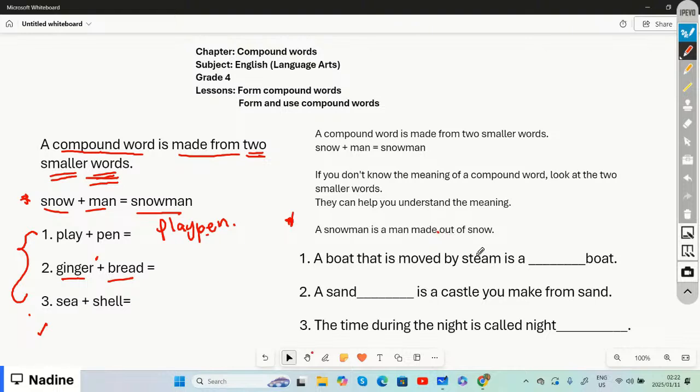So now we're going to look at the sentence, right? And then the wording within that sentence will tell you what the word is that we need to fill in in order to complete the sentence. And if we look at an example, right, it says a boat. I'm going to underline the words, and then you're going to give me the one word after it's been joined. A boat that moved by steam is a what boat?